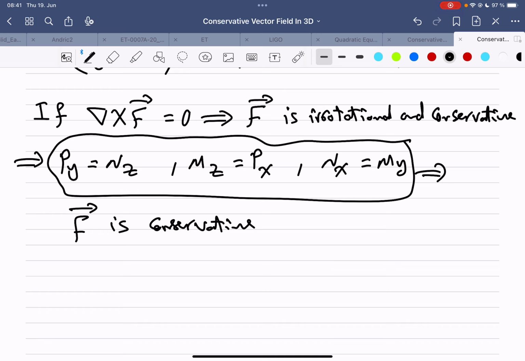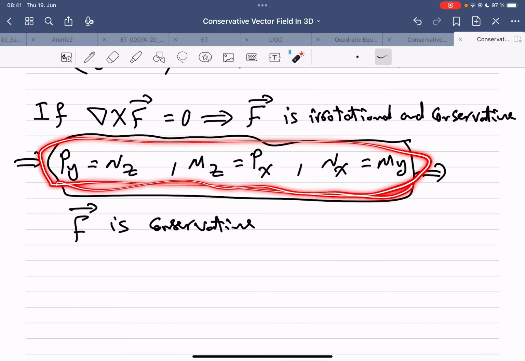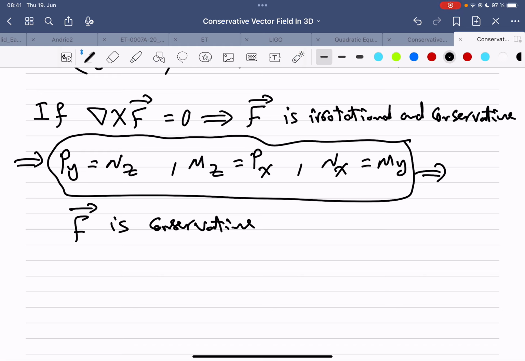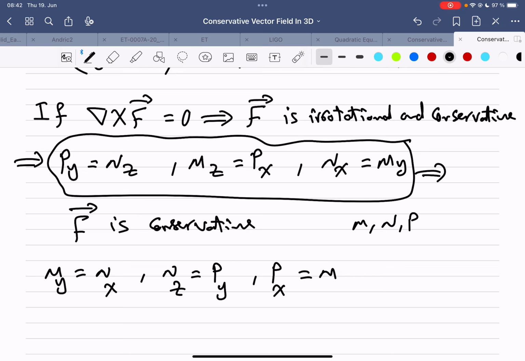To remember this formula or this condition, you have the vector M, N, P, so you can start by writing M, then N, then P, and M here, N, P, M, equal, start with y, and after y, z, and then x. Here start with x, y, z.